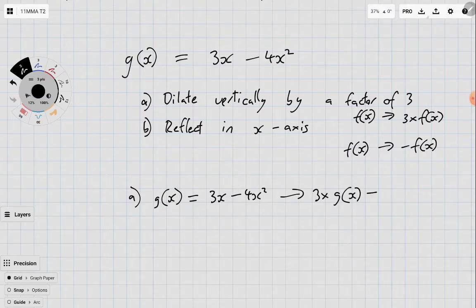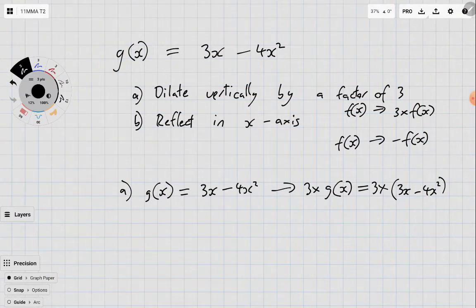Alrighty, so just imagine we multiplied both sides by 3. Where would the 3 go? 3 times the entire function, 3x minus 4x squared. Expanding brackets, we get that the new function would be 9x minus 12x squared. Remember, just from expanding brackets from before.